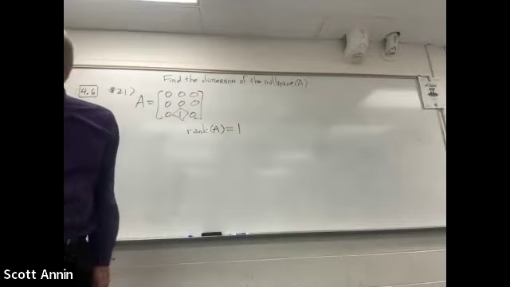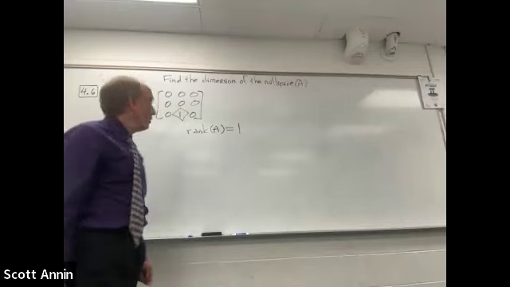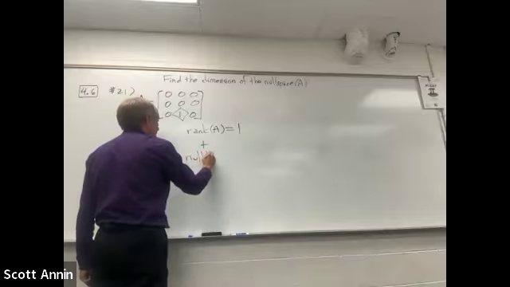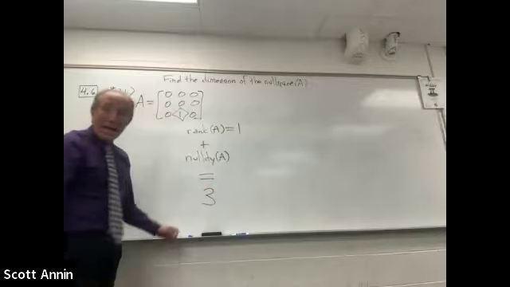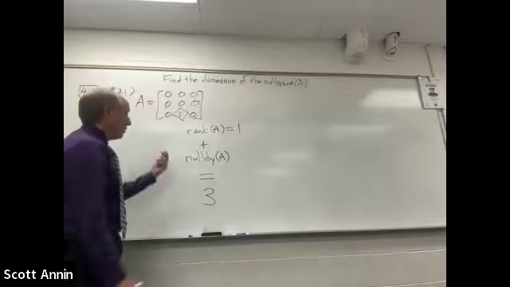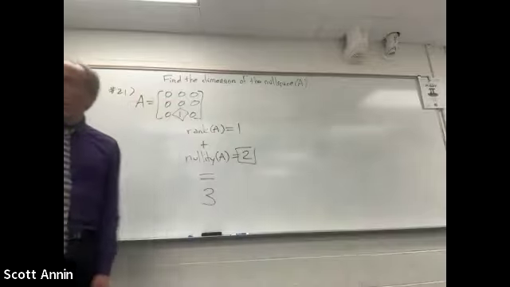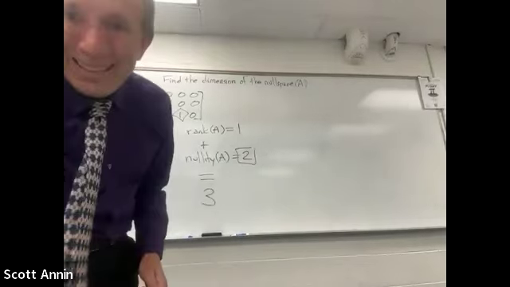The question is asking us, what is the dimension of the null space? Well, again, when we add the rank to the nullity, when we add them together, we have to get n. And this matrix has 3 columns, so n is 3. So you can see that the nullity just has to be equal to 2 to make it work out. And that's the answer to 21.